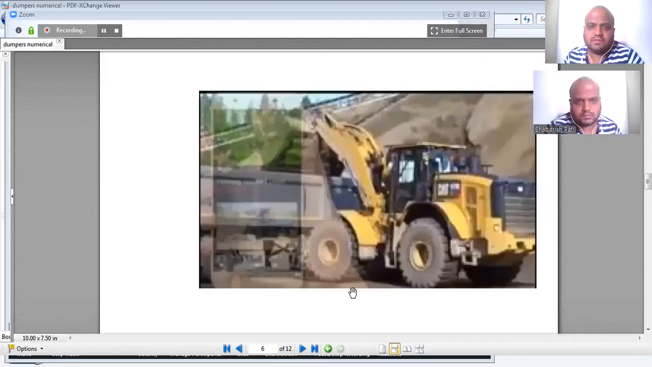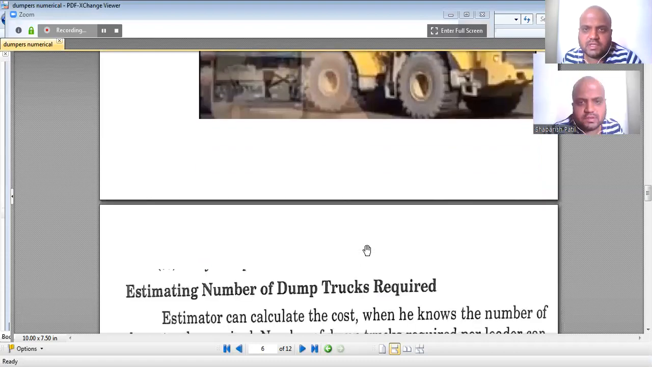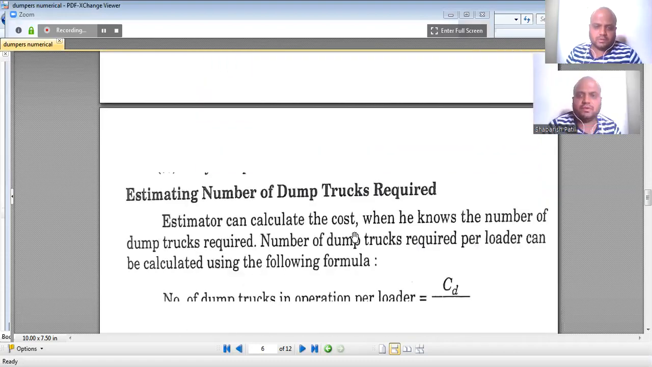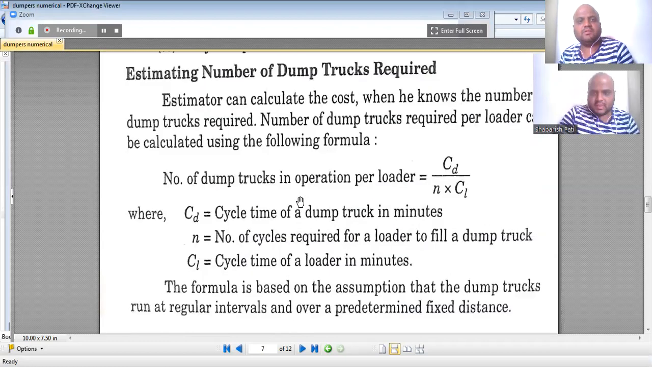So once we have seen the video, now we'll go to the numerical. There is a formula to calculate the number of dump trucks in operation per loader. That is equal to CD by N into CL. You need not remember this.